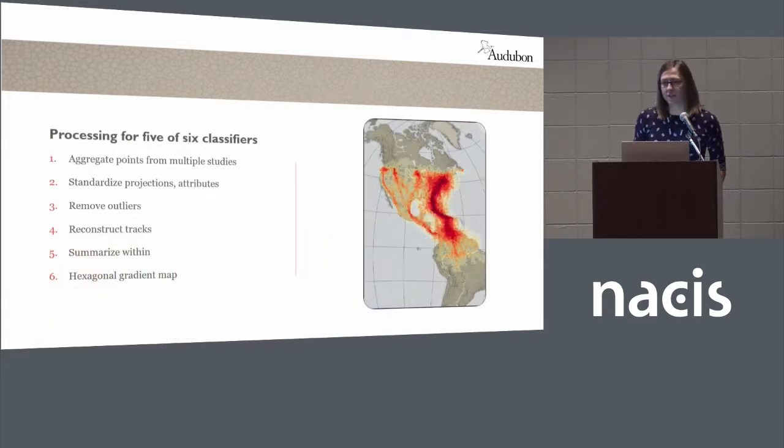So I'm going to talk about 6 different classifiers, and processing for the first 5 is the same, and it's a breeze. You're aggregating points from multiple studies, you're standardizing those in terms of projections and their attributes, and taking out outliers. And then I've used the Reconstruct Tracks tool in the Geoanalytics toolbox in ArcPro, and then do a few more processing steps to then put it into the Summarize Within tool in that same tool set. And then eventually you have this hexagon gradient map that's representing the number of individuals that passed through each one of those hexagons.